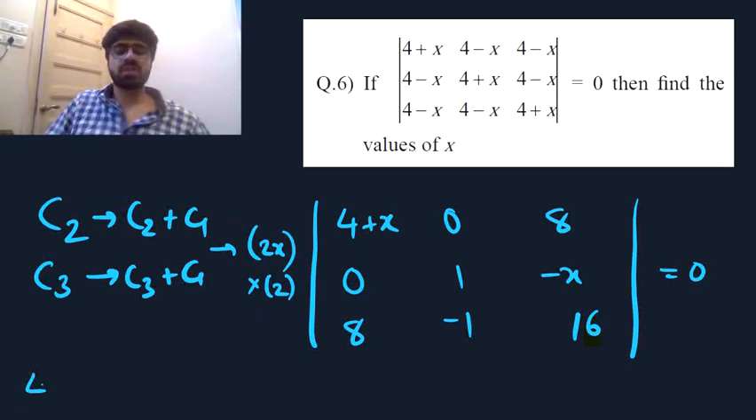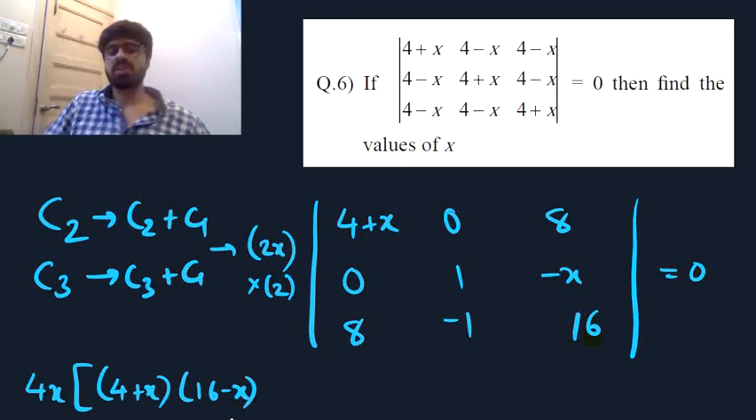This term will be 4x. Then we have 4 plus x into 16 minus x. So 4 plus x into 16 minus x, minus 0 into whatever we have, will be 0 only. And then we have 8 into minus 8. So we have minus 64 as our last term equal to 0. So either this will be 0 or this bracket will be 0.